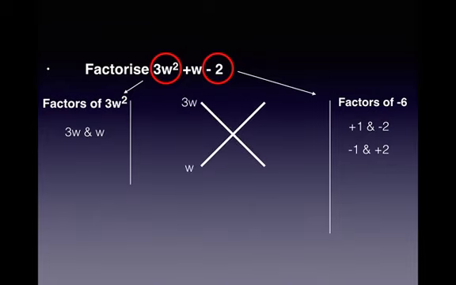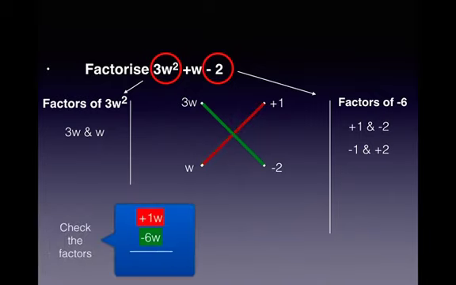Right, so we put the two factors that are on the left of the x, and we'll take the first pair there, plus 1 and minus 2. All right, we check along the diagonal, multiply the two of those together. Check along the diagonal, multiply the two of those together. And check those, gives me minus 5w, wrong factor, so try again.